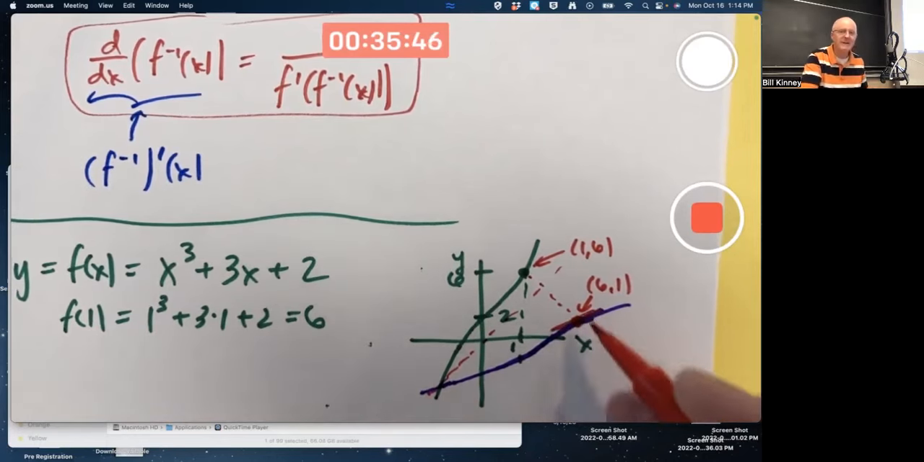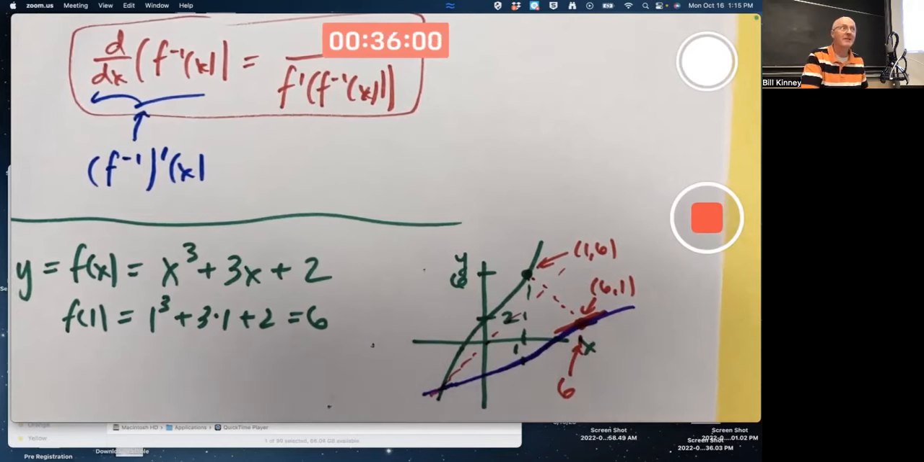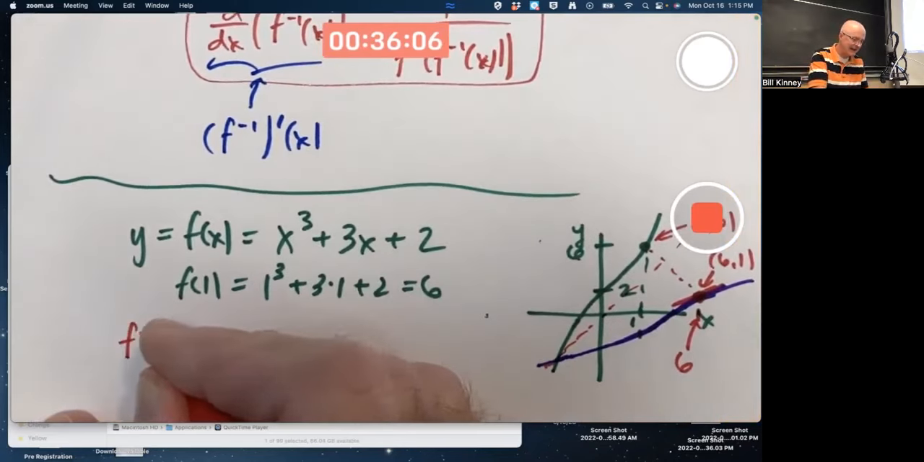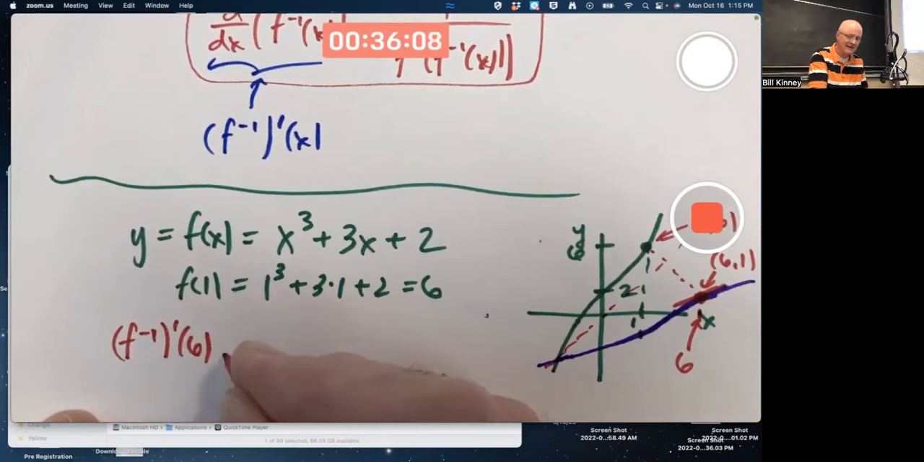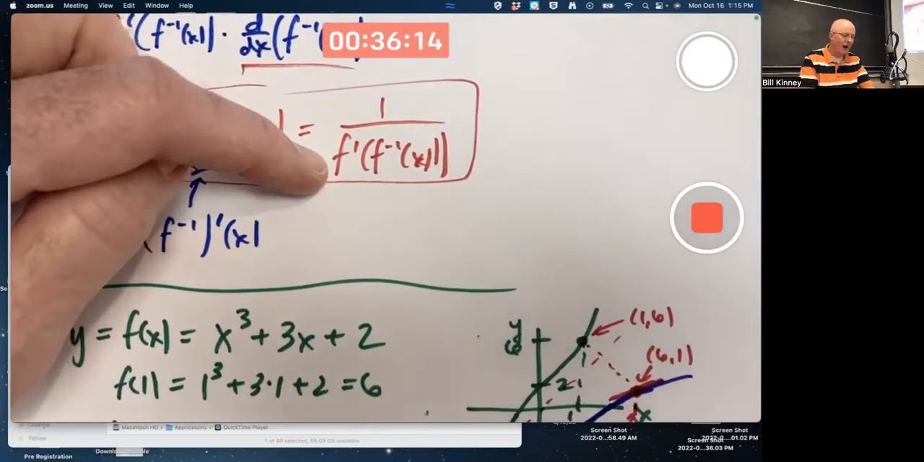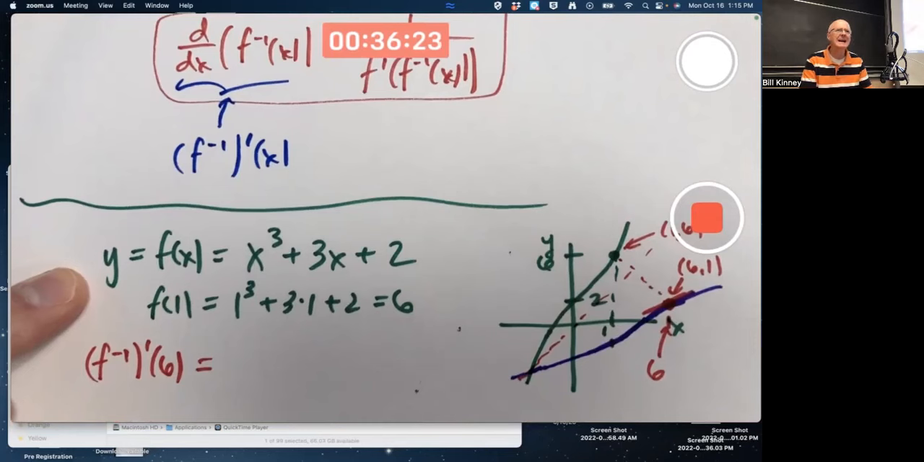I'm interested in knowing the slope of the inverse function there. What's f inverse prime of 6? I've got to use this formula. Why? Or how? If I don't know what f inverse is, can I solve this for f inverse? Technically, yes, though if you do it, it's nasty.